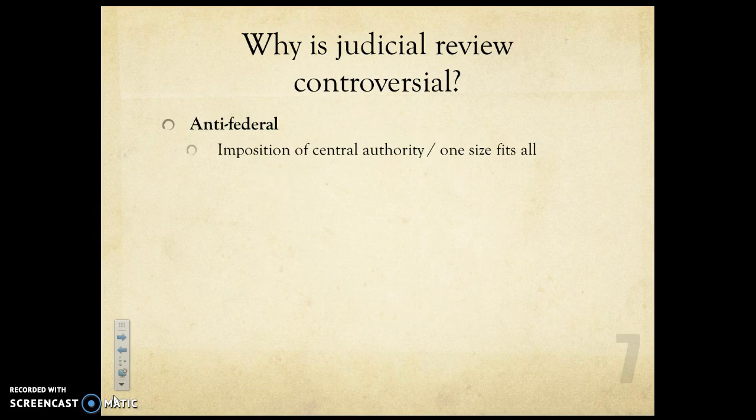Penultimately, it is anti-federal. We're seeing the imposition of central authority. We're seeing 9 people in Washington deciding what the states can and cannot do. We can see that through numerous cases, and we'll discuss those particular evidence items as we go through this presentation. But it is that idea that we are seeing here with judicial review, one size fits all. This is the imposition of the will of Washington over all of that enormous diversity of the United States.